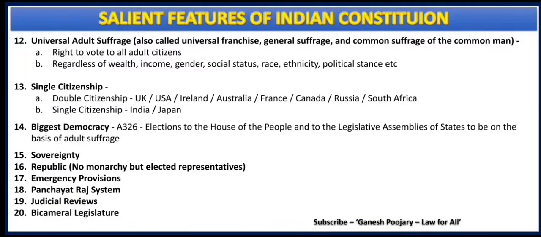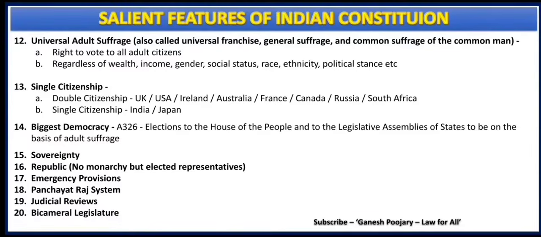And then we are a republic country. We don't follow any kind of monarchy here. Our representatives are elected by us and they are not permanent. We can change them in every election. That is what we need to remember. We are a republic country. We have emergency provisions that we are going to discuss in detail, the three different kinds of emergency provisions. And then we also have the Panchayat Raj system, which is a three-tier system, a very interesting concept which we are going to discuss in one of our independent sessions.